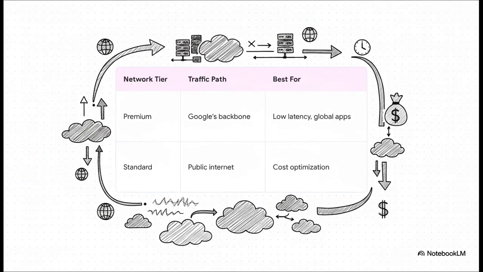Next up, network tiers. The exam loves testing your ability to choose between performance and cost. So Premium tier sends your traffic over Google's super fast private global network for as much of the trip as possible. It's blazing fast, but it costs more. Standard tier, on the other hand, kicks your traffic out onto the public internet much sooner. It's cheaper, but the performance is less predictable. The right choice completely depends on what your application needs.